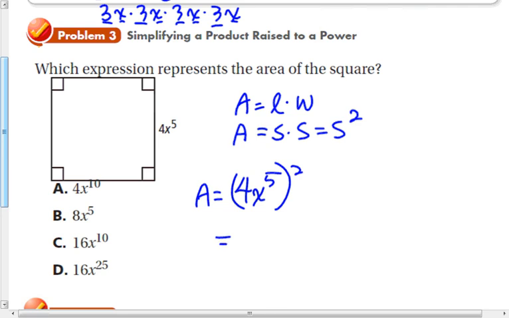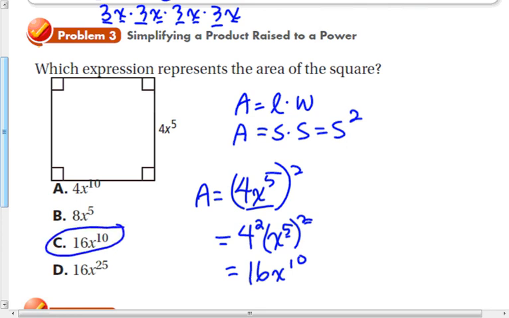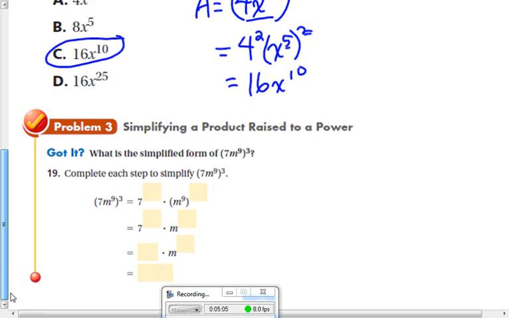Now, to do that, we need to multiply every factor, raise every factor inside that parentheses to that second power. So we have to do 4 to the second, and we also have to do x to the 5th to the second. 4 to the second is 16, and x to the 5th to the second. When you do a power to a power, you multiply those numbers. 5 times 2 is 10. So the answer is 16 x to the 10th. Go ahead and do the next problem, and I'll check back with you.